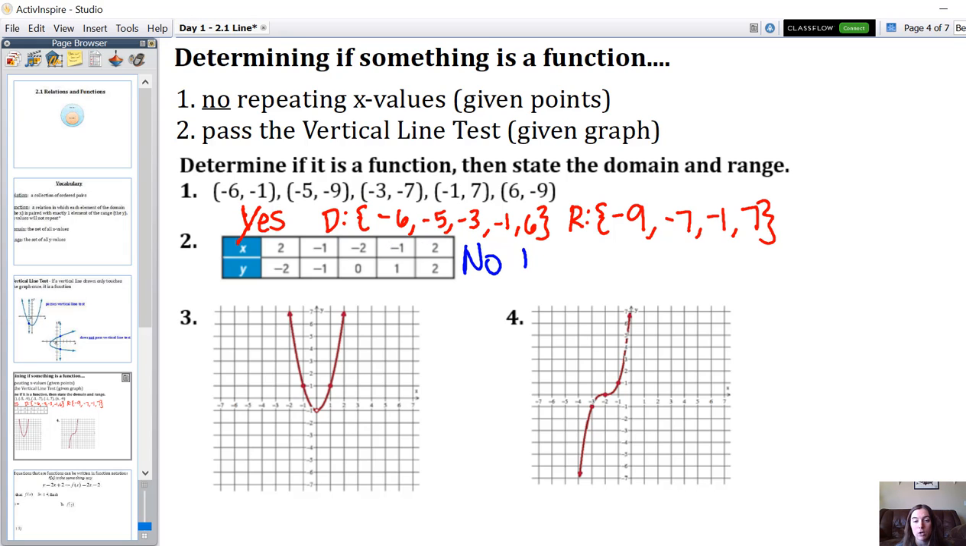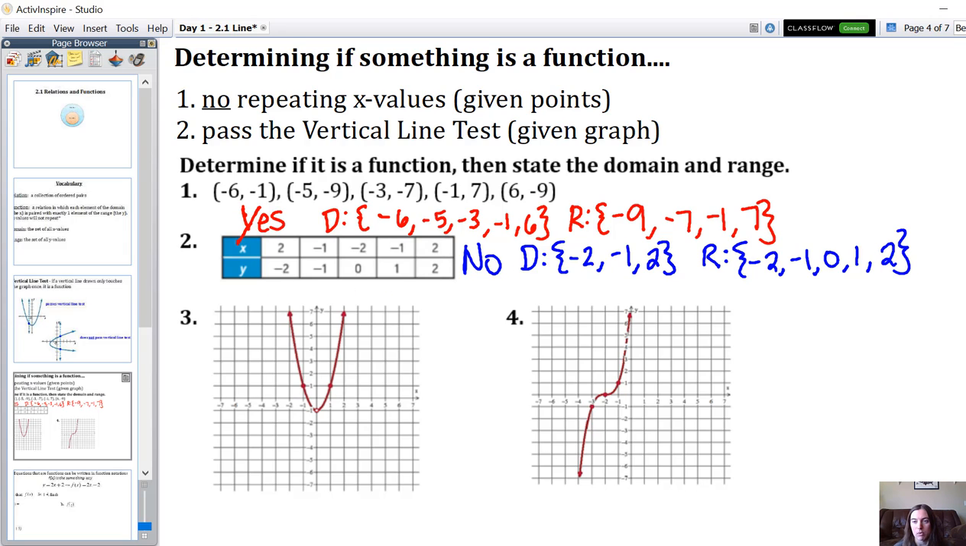But it can still have a domain and range. This is just a relation, but there's still a domain, there's still a range. So all of our x values from least to greatest are -2, -1, and 2. All of our y values, the range, we've got -2, -1, 0, 1, and 2. So we've listed out every single x value and every single y value in this relation.